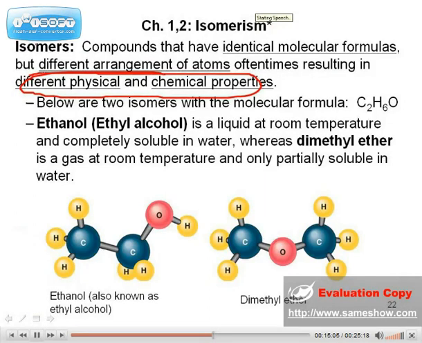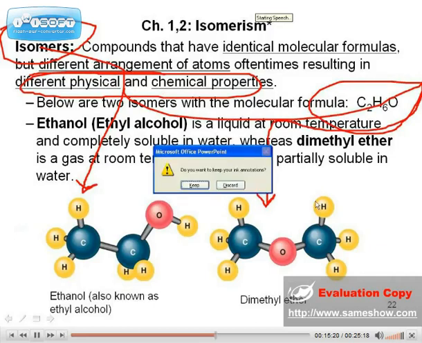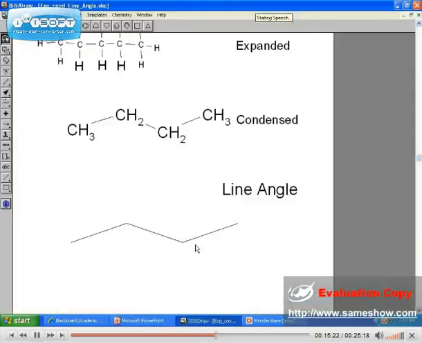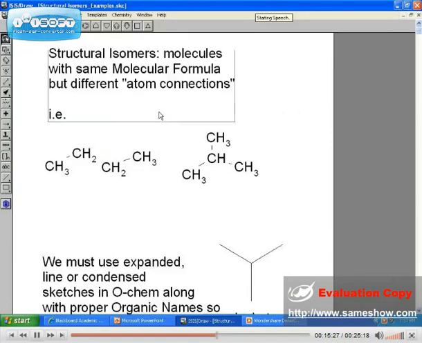Now, again, this is called isomers. We often refer to these as structural isomers because they have the same molecular formula, but different connections. So let's investigate these a little bit more. Here are more examples of structural isomers. Let me give you a layman's definition. Very easy. Molecules with the same molecular formula but different atom connections.